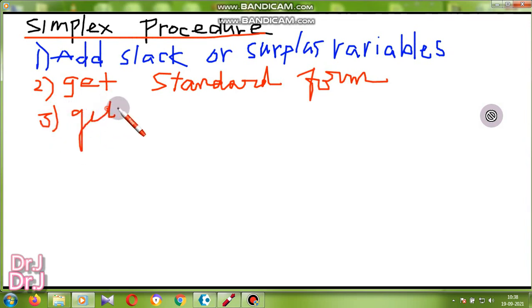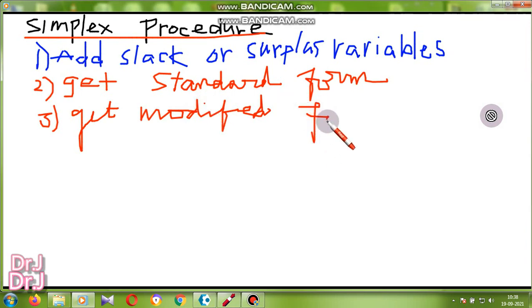The third step is getting the modified form. The modified form is nothing but the variables on the left hand side and the constant on the right hand side. Variables on the left hand side and constant on the right hand side. Writing that form is called modified form. So the third step is modified form.